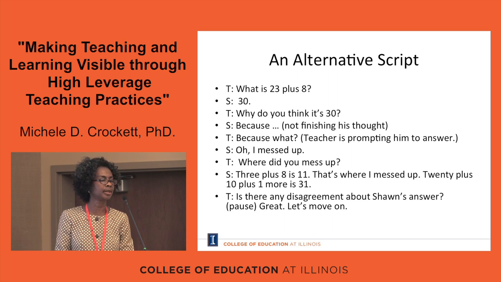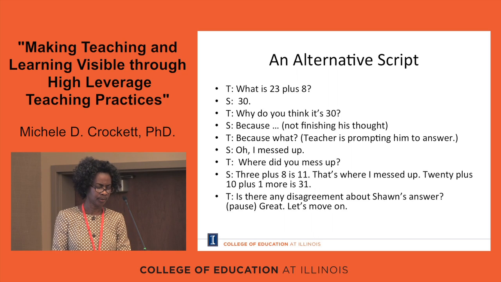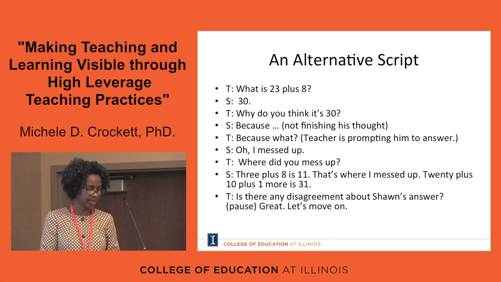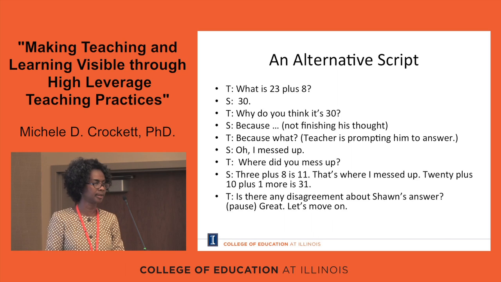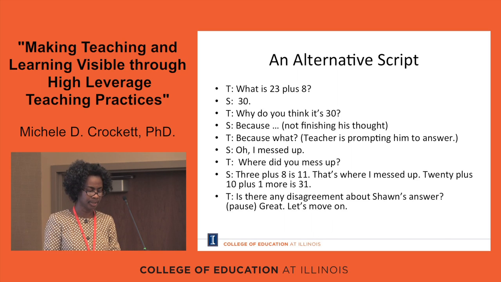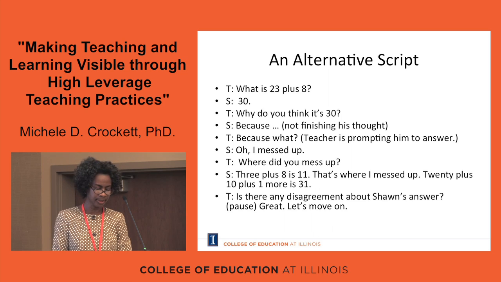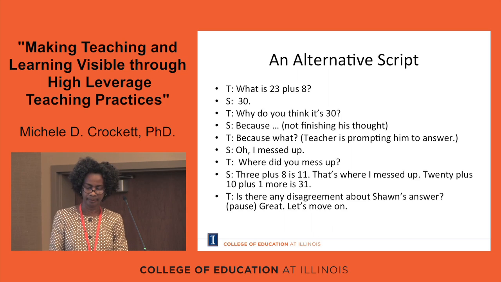Where did you mess up? 3 plus 8 is 11. That's where I messed up. 20 plus 10 plus one more is 31. Is there any disagreement about Sean's answer? And she waits very deliberately. Great, let's move on.